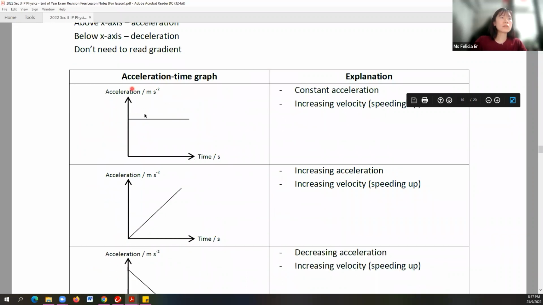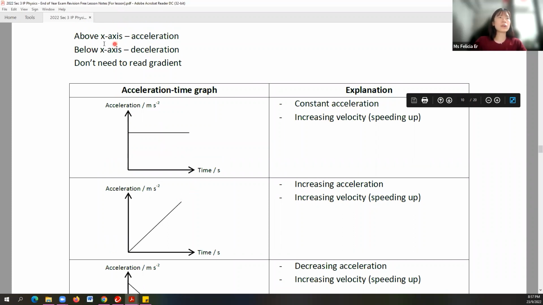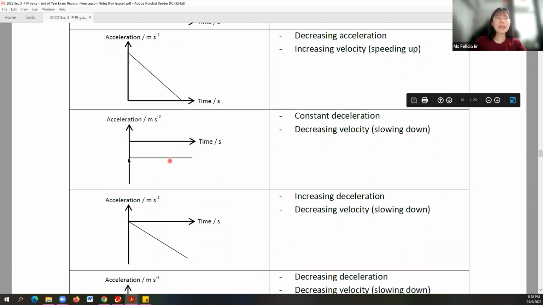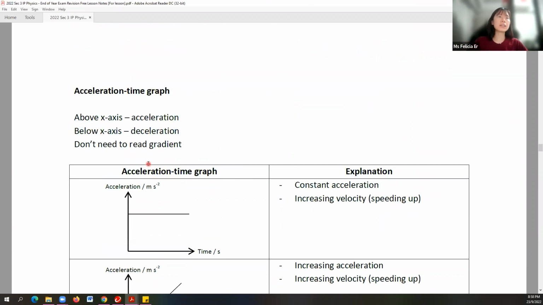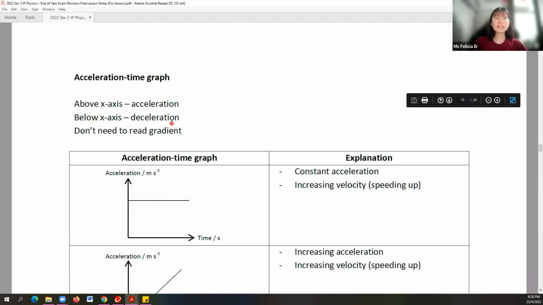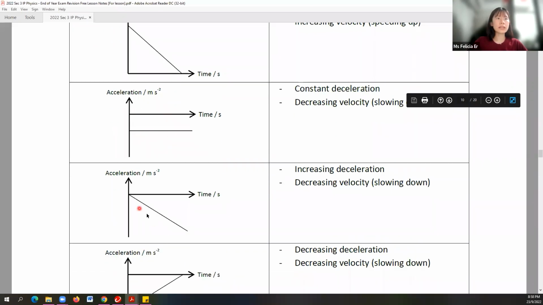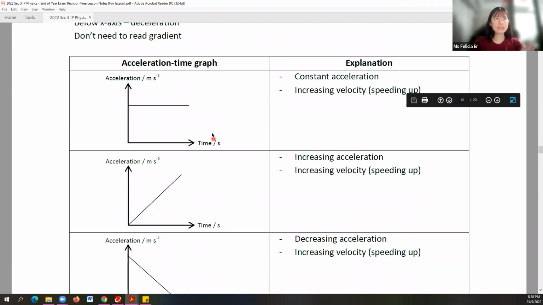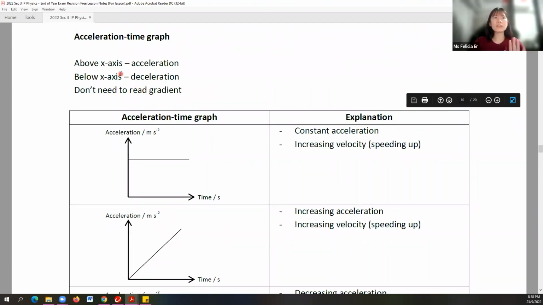So this means that positive acceleration means it is accelerating, that means the speed increases. As long as you are above the x-axis, that means it is a positive acceleration value, means it is accelerating. Then if it is a negative acceleration value, remember, negative acceleration is deceleration. That's why in this case, below the x-axis is deceleration. That's why you see all these below the x-axis ones, these three, the answers are all deceleration, meaning they are all slowing down. So for acceleration time graph, don't need to read the gradient. Just check above or below the x-axis, then look at the number.